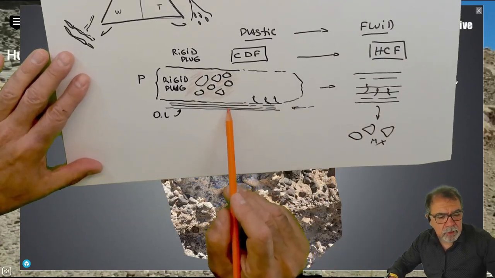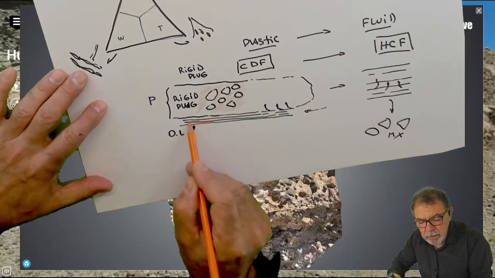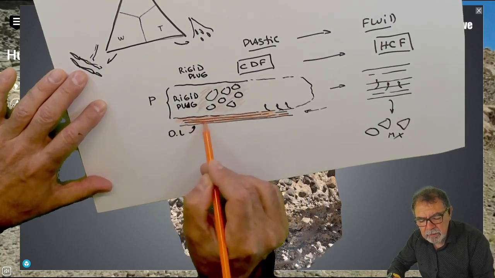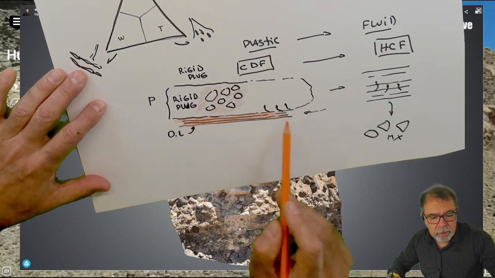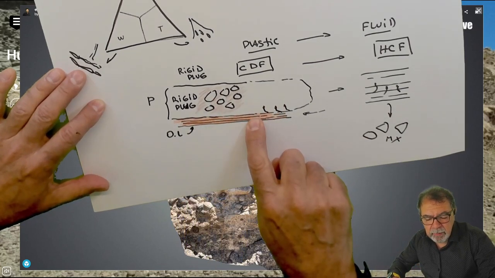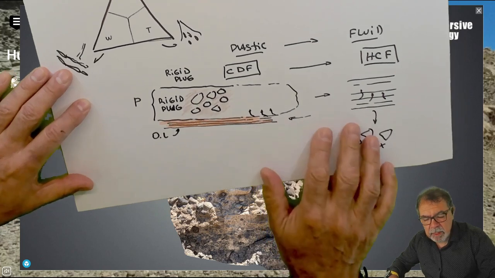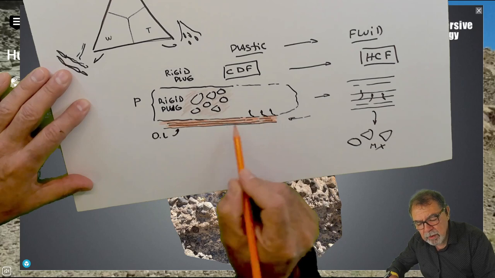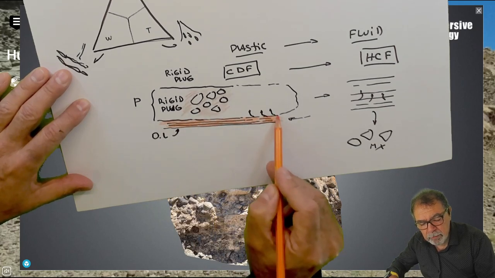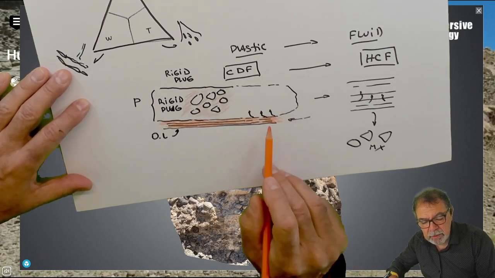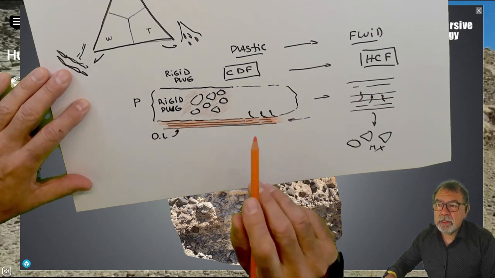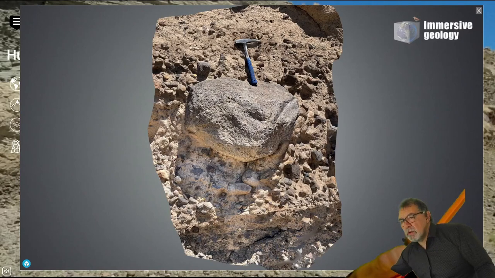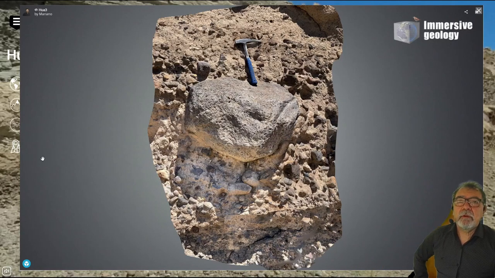This overpressure level is very important because it allows this plastic, rigid plug to move. So the overpressure level is like a carpet that allows this plug, this cohesive flow, to move, and also is the key for incorporating water and starting the dilution of this cohesive debris flow. Okay.